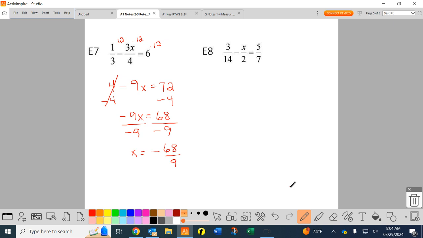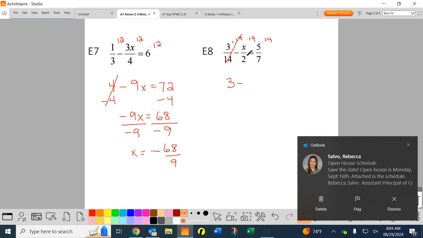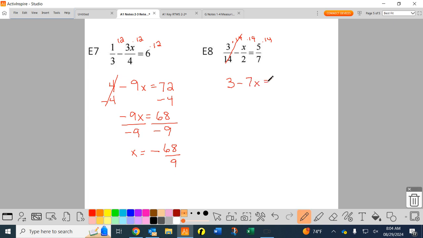Okay, guys, now for 14, what will 14, 2, and 7 all go into? They all go into 14, so this one just cancels. We bring down the 3, minus 2 goes into 14 7 times. 7 times x is 7x. 7 goes into 14 2 times. 2 times 5 is 10. Any questions about typing it on the calculator?